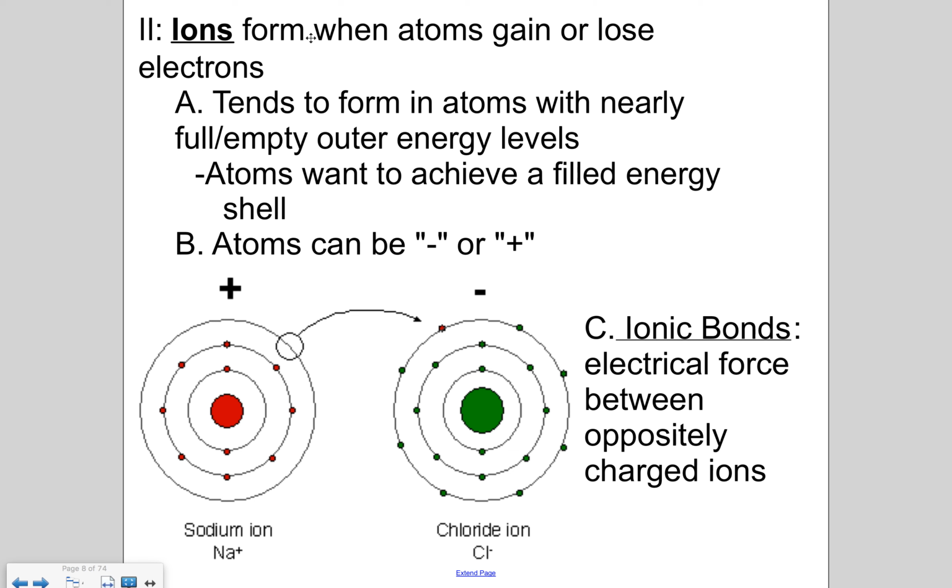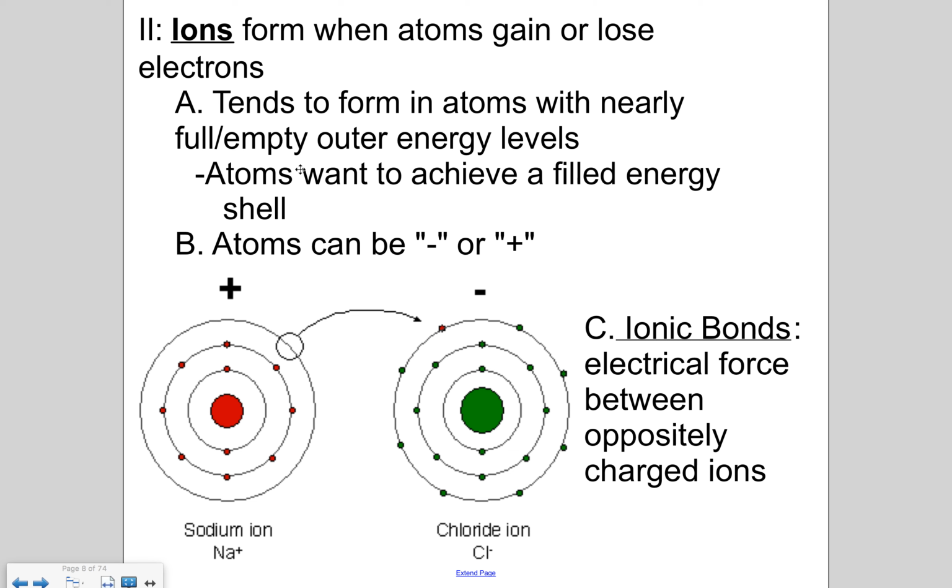When we find an atom in nature, we tend to assume that it's neutral. That means it has the same number of protons as electrons. If I'm looking at carbon, it's got 6 protons and 6 electrons. If you have 6 positives and 6 negatives, it balances out. So it's neutral, right? 0. Ions form when you get an imbalance of those protons to electrons. And they tend to form in atoms with nearly full or empty outer energy levels.